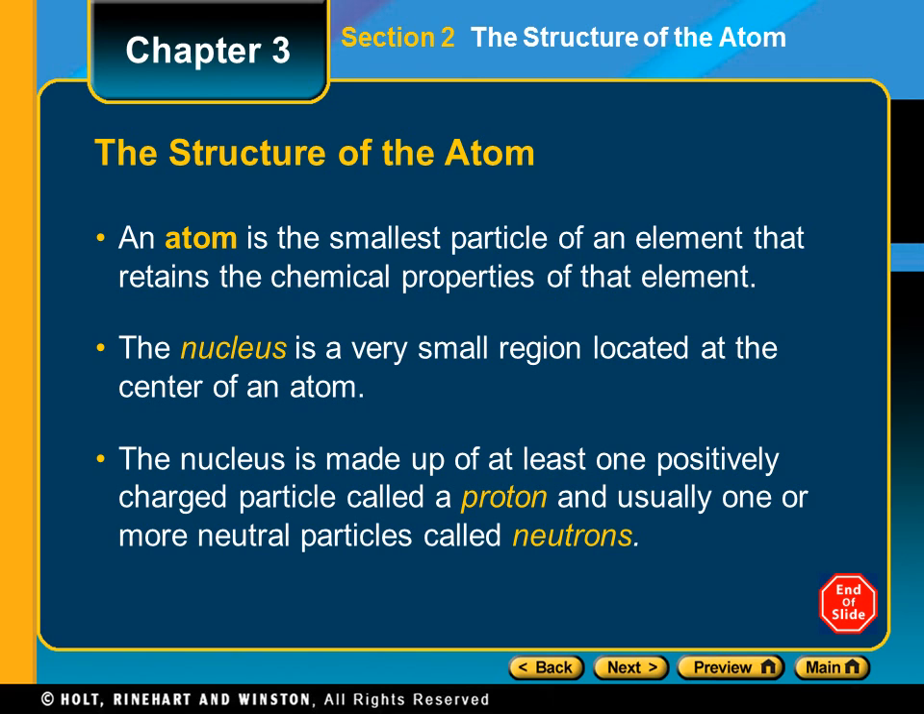And in fact, it's pretty dense. It's dense because the nucleus has stuff in it. It's not just the center of the atom. The nucleus is made up of at least one positively charged particle called the proton, and usually one or more neutral particles called neutrons. One of the ways you can remember this, guys, is P for positive for protons, and N for neutral for neutrons.